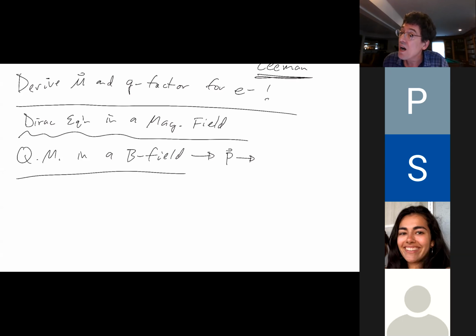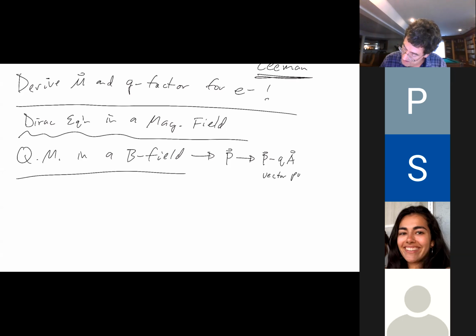We have to add the vector potential, right? Like times the charge. Perfect, thank you. Okay, so some of you have seen it. So the momentum is like the canonical momentum, all that fancy Hamiltonian Lagrangian stuff. So you take the momentum and you replace it with P minus QA, where A is the vector potential, where the magnetic field is equal to the curl of A, del cross A.